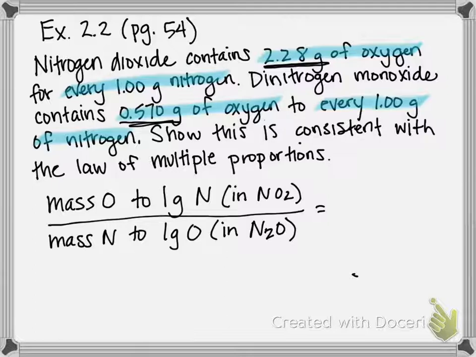So we're just going to take those two numbers that I have underlined, 2.28 and 0.570, and divide those by each other. You should get 4, which is a whole number ratio. So this ratio is a small whole number, aka 4, and that means that this is consistent with the law of multiple proportions.